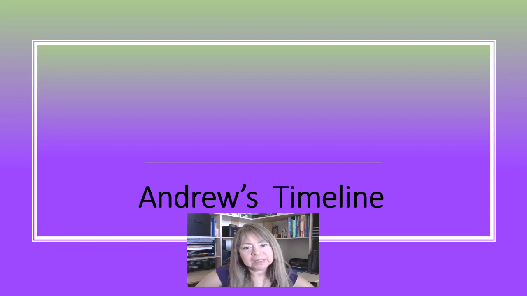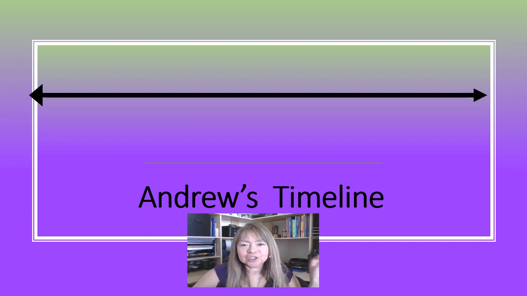Now we're going to read Andrew's timeline. And what is the first thing that we need to do? Let's see if you remember. The first thing that I need to do is draw a line. Yes, draw a long line. And what is this line for? This line is to place the events of the days in chronological order. It's really important that you place the days in chronological order.